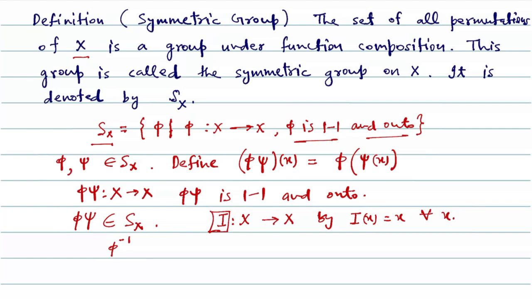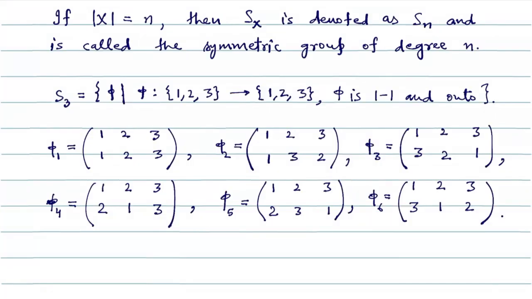So this S_X becomes a group under this composition phi psi, and we call this group the symmetric group on the set X. If the order of X is n, then we denote S_X by the symbol S_n and call it the symmetric group of degree n.